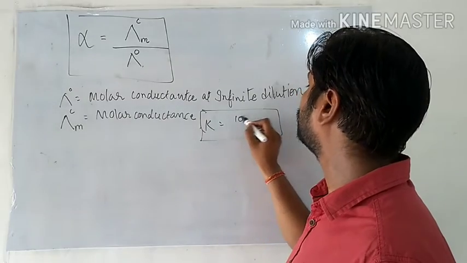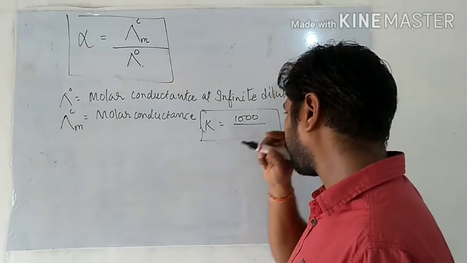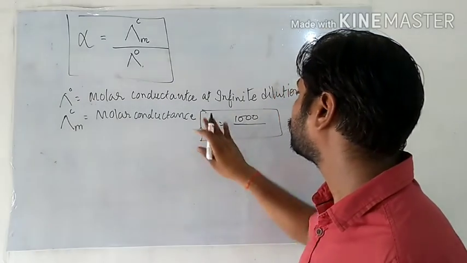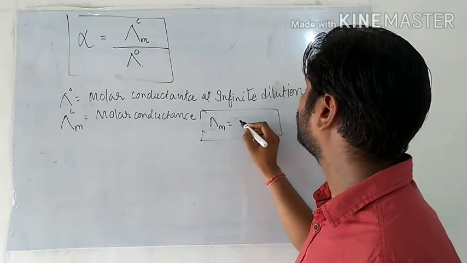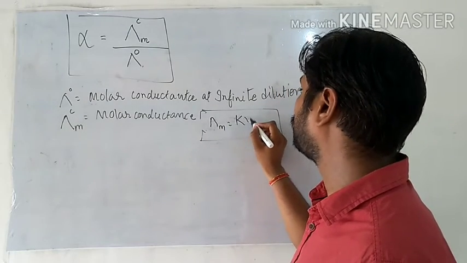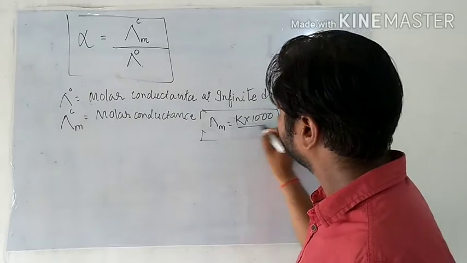Kappa is equal to, molar conductance is equal to kappa into 1000 over M.